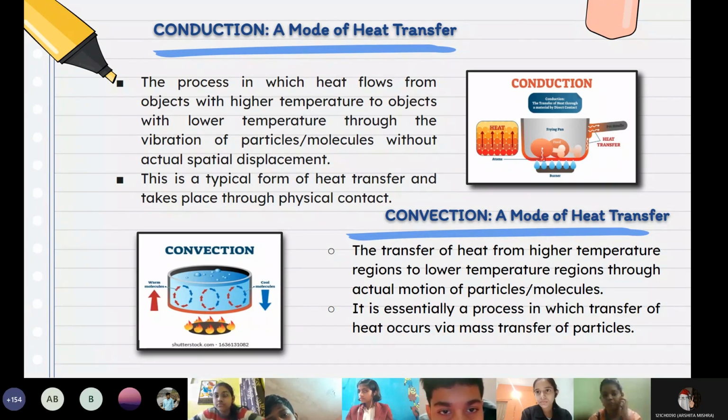Convection is the second mode of heat transfer. In convection, the transfer of heat is from higher temperature regions to lower temperature regions through actual motion of particles. So we understood conduction. Convection is slightly different. In this, what happens exactly is the particles actually move from one temperature region to another temperature region, say from the hot temperature region to the cold temperature region. And as they move, they help in transferring the heat from the hotter to the cooler region. It is essentially a process in which transfer of heat occurs via mass transfer of particles.